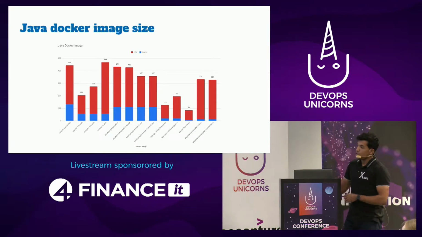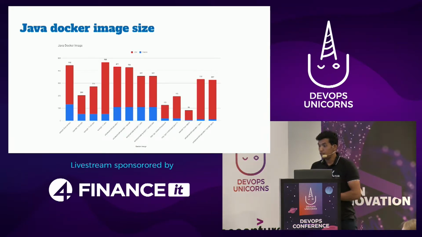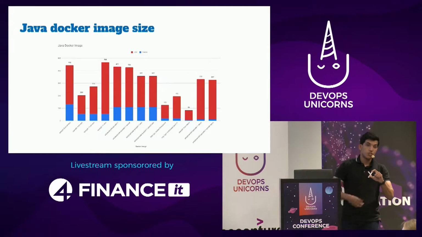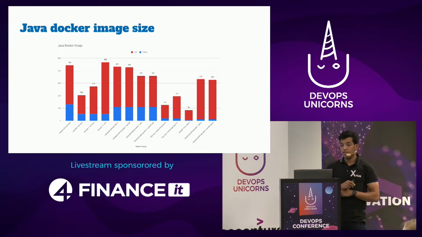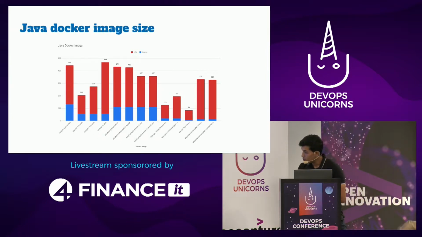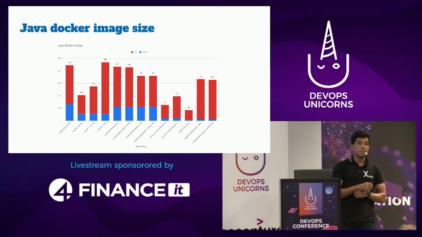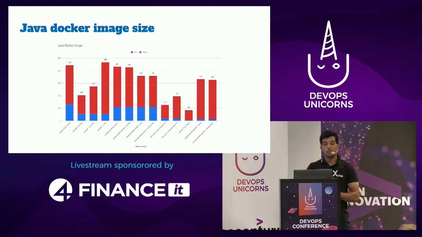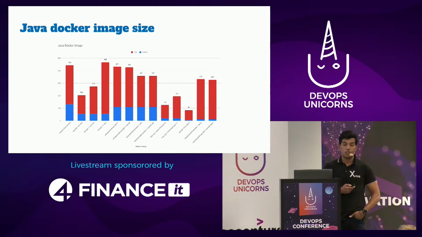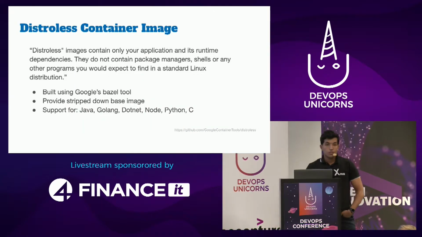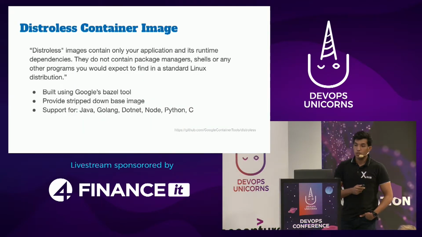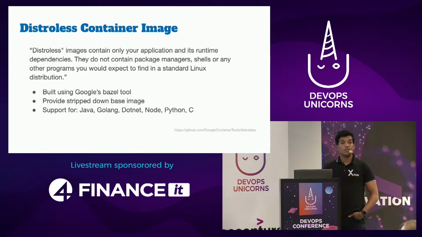And this slide shows clearly the impact of the smaller base image on the overall final image. The winner is clearly the OpenJDK 8 JRE based on Alpine, followed by two other images of Java 8 and Java 11 coming from Google Cloud Registry. And those images are part of a cool project from Google called Distroless Container Images.